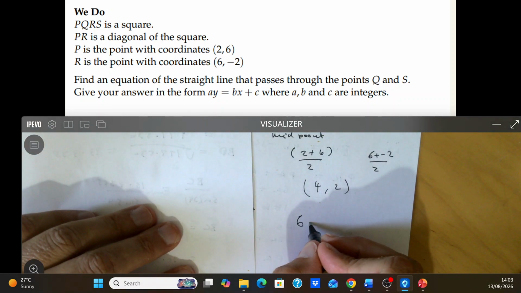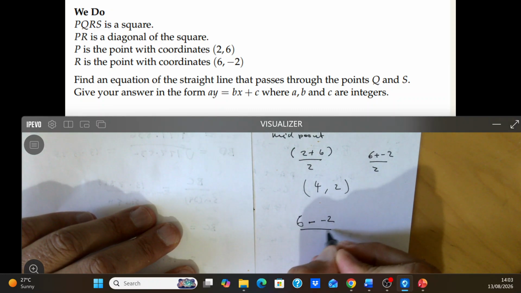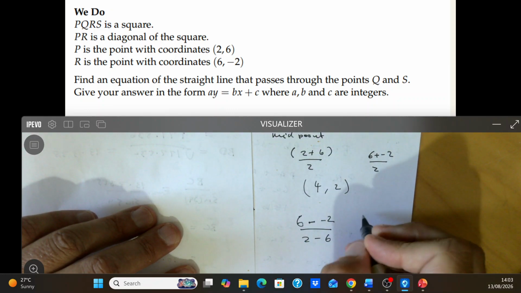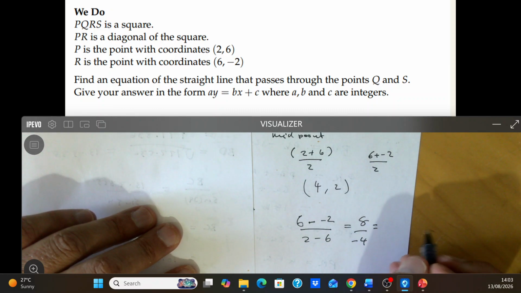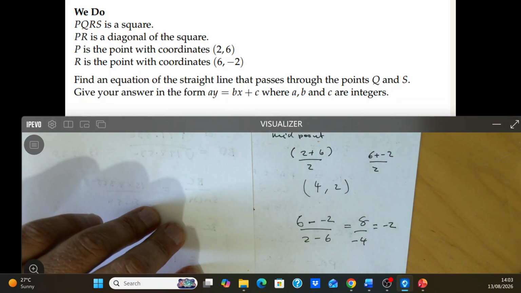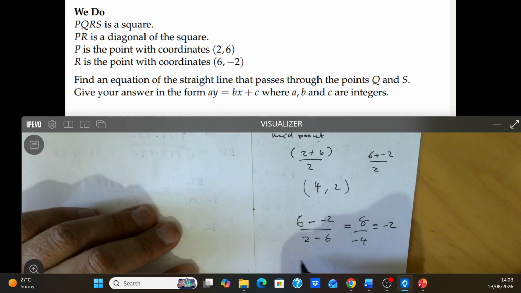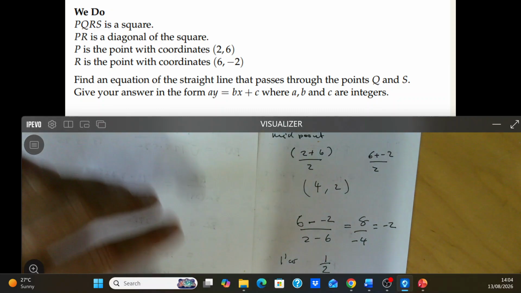Being 6 minus the negative 2 over 2 take 6, which gives you 8 over negative 4. What does that give us? Our gradient minus 2. What is the gradient of the other line then? It's perpendicular, so it's the negative reciprocal, so it is a half.